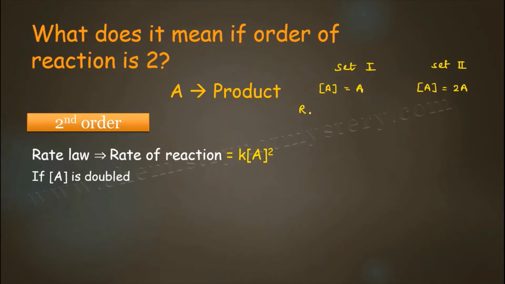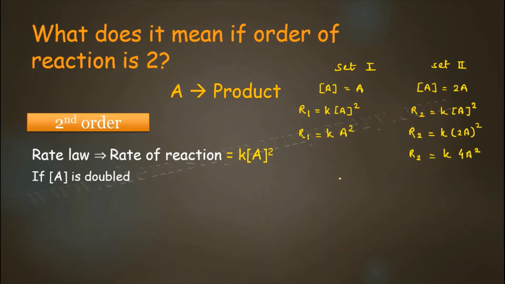Now write the equation for set 1. You will get R1 is equal to K into reactant concentration raised to the power 2. Now place the value of reactant concentration. You will get R1 is equal to K into A raised to the power 2. Similarly, write down the equation for set 2. You will get R2 is equal to K into reactant concentration raised to the power 2. Now place the value of reactant concentration. So you will get R2 is equal to K into 2A raised to the power 2. Now solve this equation. You will get R2 is equal to K into 4A square.